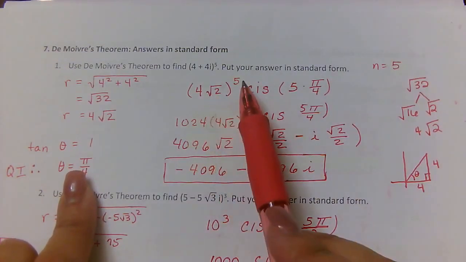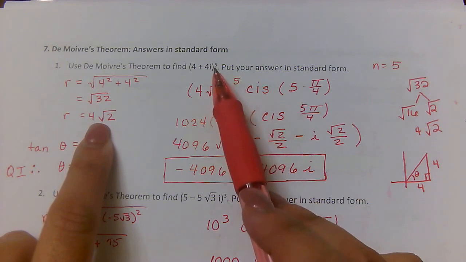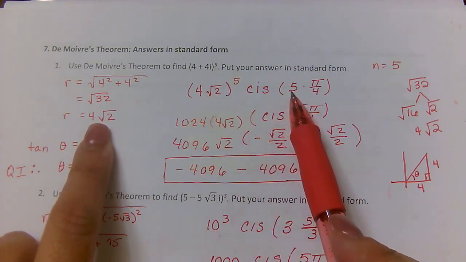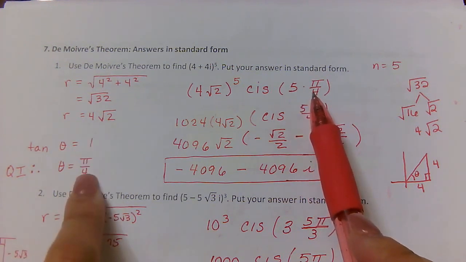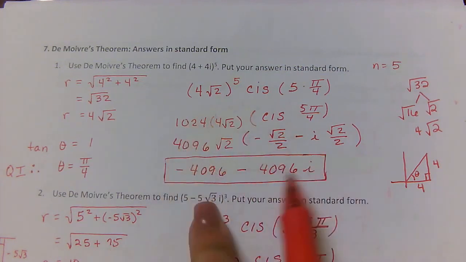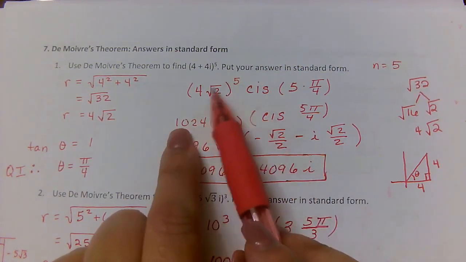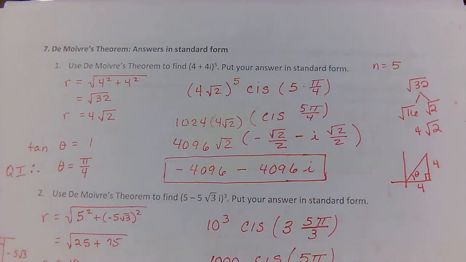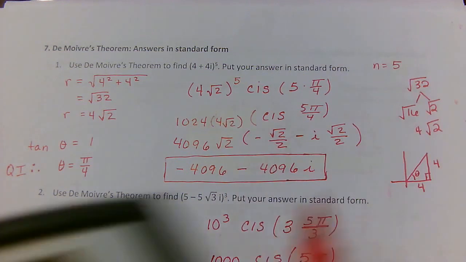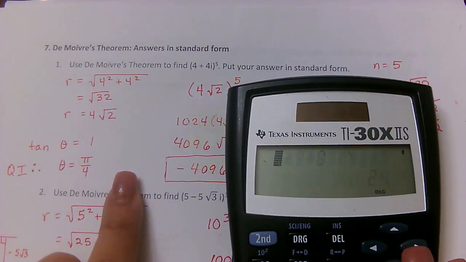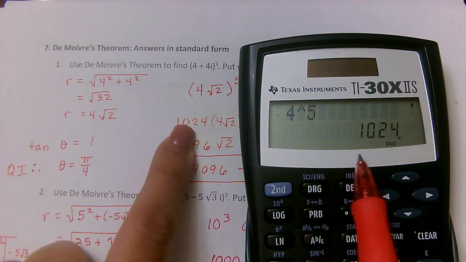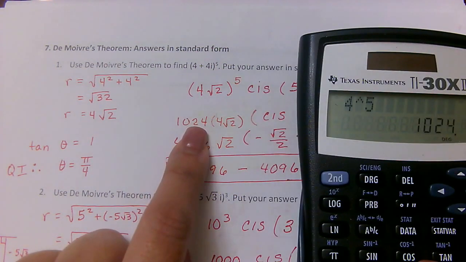r to the nth, CIS, n, which is 5, times theta, which is pi over 4. Plug that into the calculator, and then you will get this answer. Now this might be a little bit difficult, so I'm going to go ahead and do this for you. First thing I'm going to do is 4 to the 5th power. In my calculator, 4 raised to the 5th is equal to 1024. That's where I got this number from.